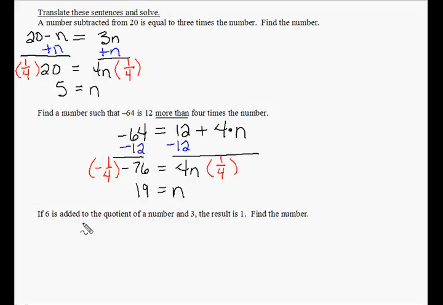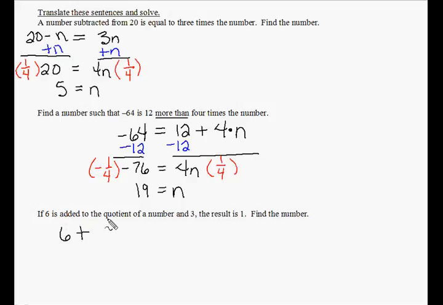If 6 is added to the quotient of a number and 3, the result is 1. They want you to find the number. So we're going to start here. 6 is. Now this is not the equal sign, because if you continue reading, is added. We wouldn't say equals added. So we're going to do some adding.